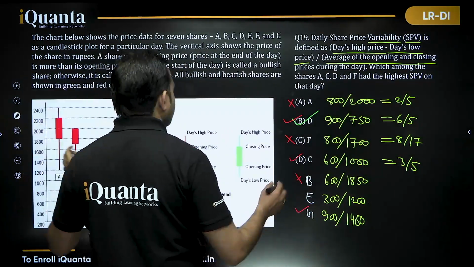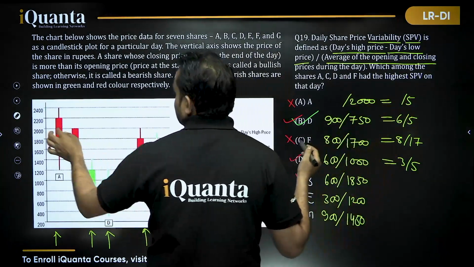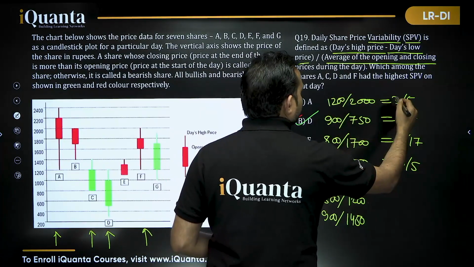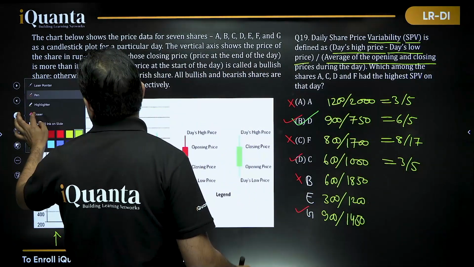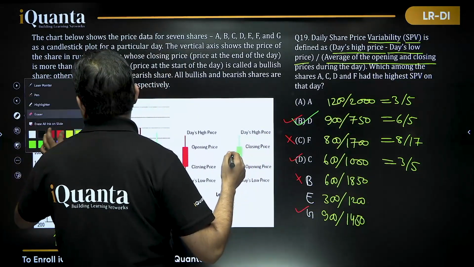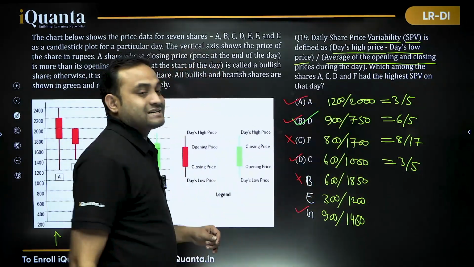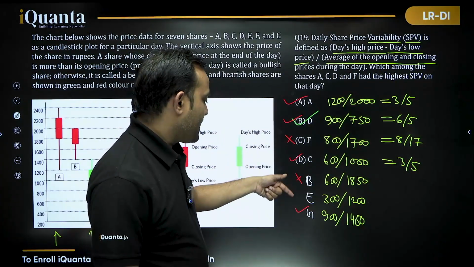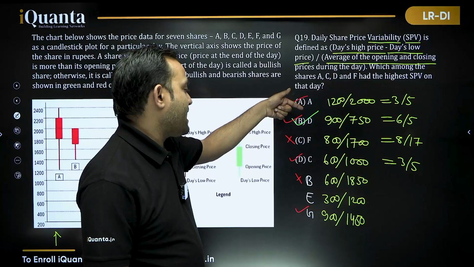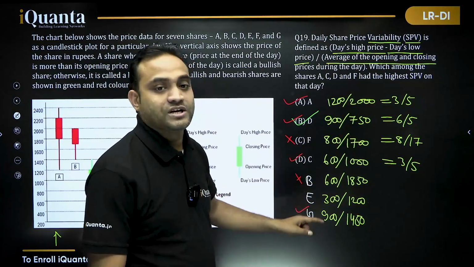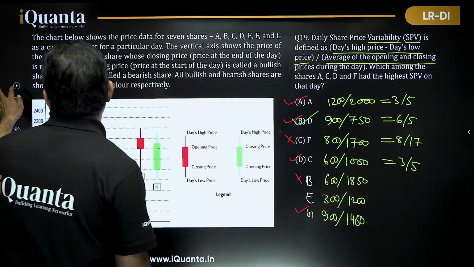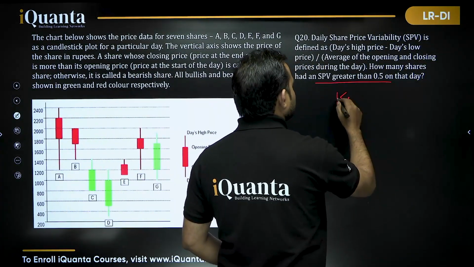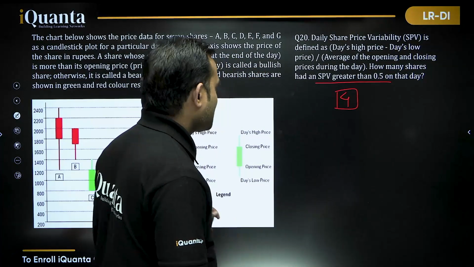And this is, okay, this is 1200. In case of A, this was not 800, this was 1200. So this will be 3 by 5. So A is also there. In case of A also, the SPV is greater than half. So A, B, D and G, or A, D, C, G. These are the 4 shares for which SPV is greater than 0.5 that day. All right.